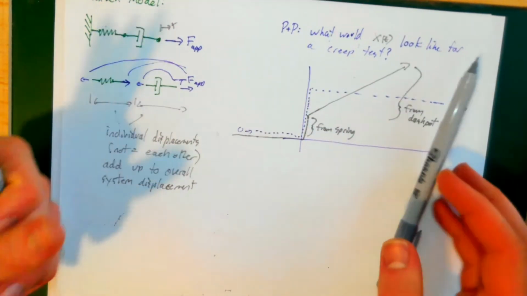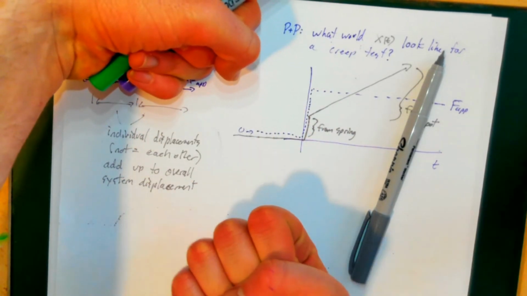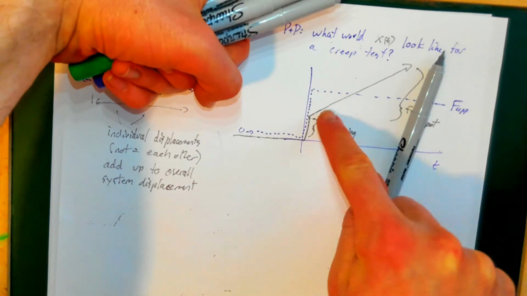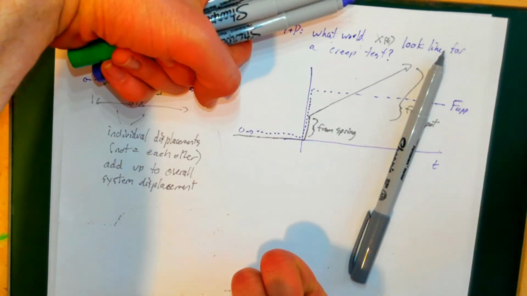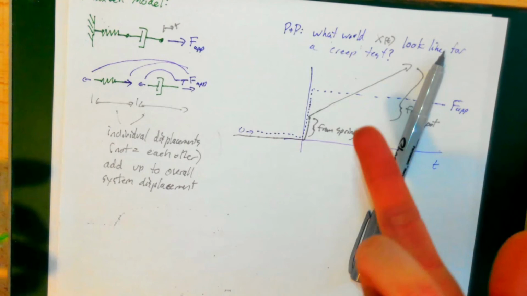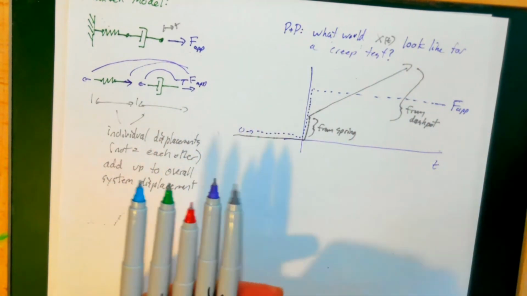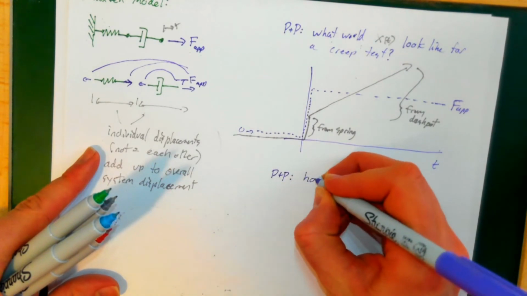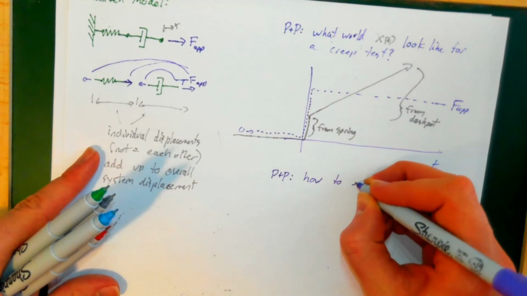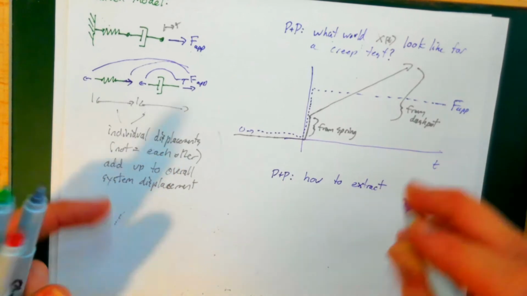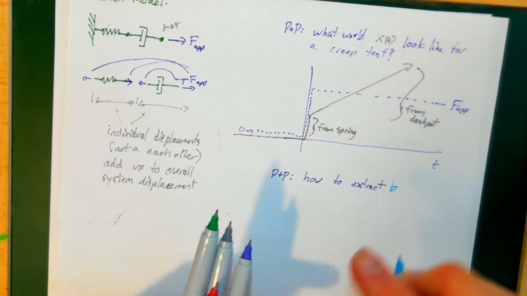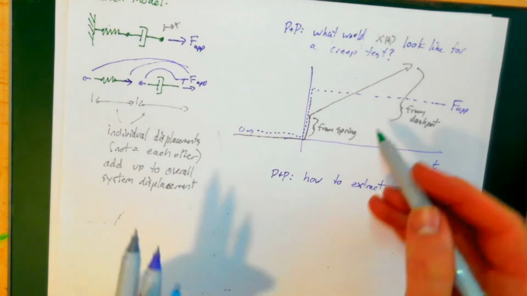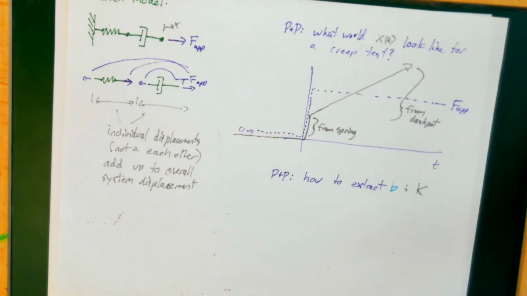So if you have these Maxwell materials, they basically initially stretch out due to an elastic effect, and then over time they continue to stretch out almost as if they were a very viscous liquid. So, take a moment now, pause and ponder: how to extract the B and K from this data.